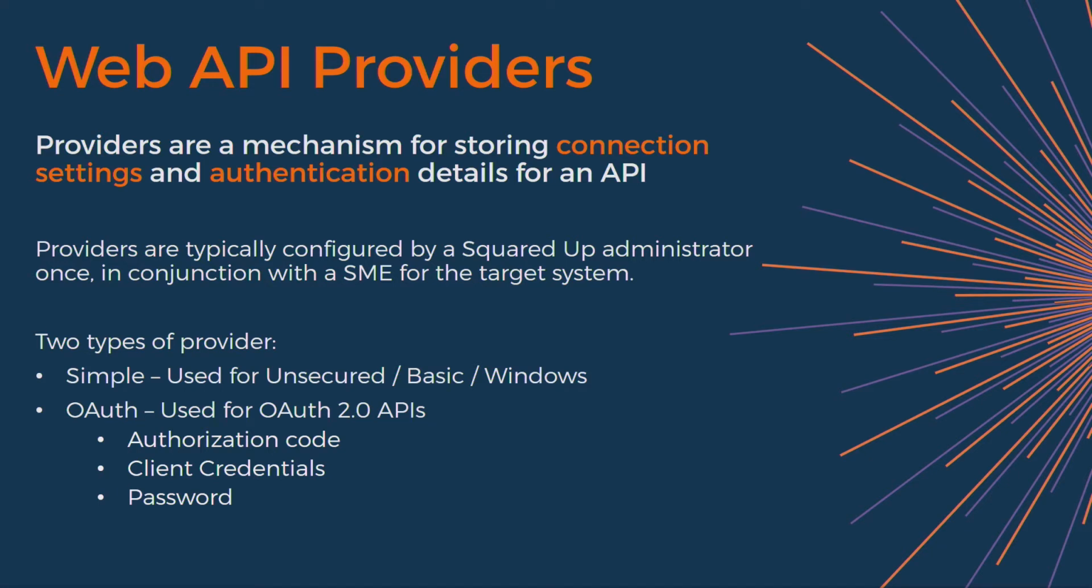So a Squared Up admin can configure a provider and say, this is how we connect to this. This is an endpoint. This is how we connect to it. These are the credentials for it. And then other dashboard authors can leverage that to create queries against the API without necessarily having the keys to the kingdom and knowing all the details, or having to keep inputting URLs and things over and over again.